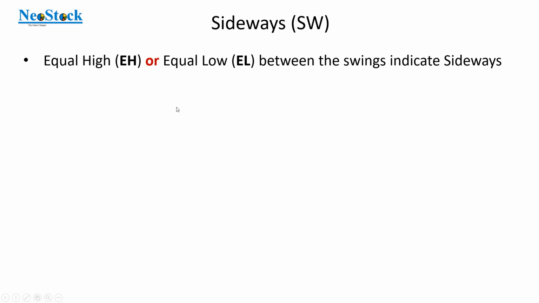But here the point is, are the values always equal? No. Sometimes they are nearly equal. The high value of the present swing and the high value of the previous swing may not be exactly equal, but they are nearly equal. In such a situation, because of those small differences, you cannot treat it as a higher high or a lower high. You should not treat it like that.